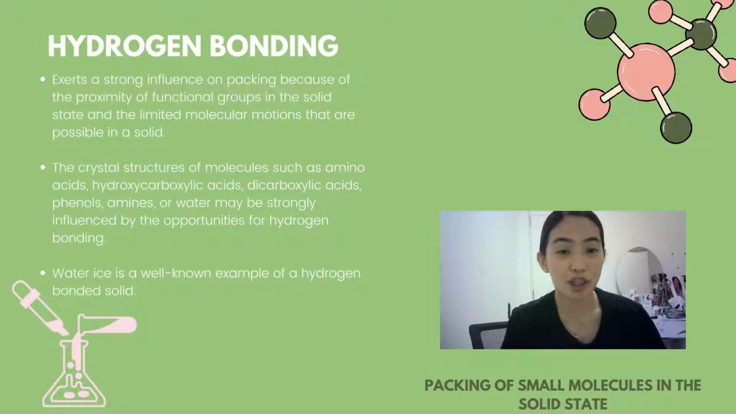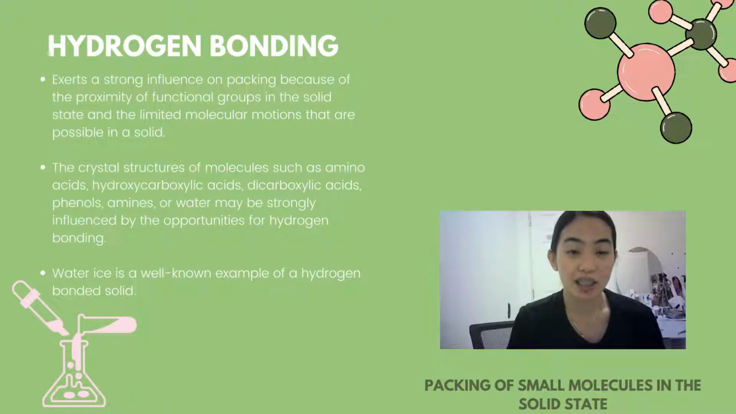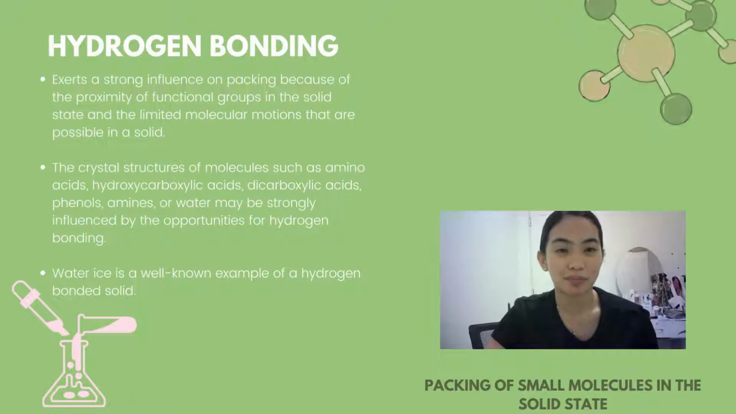Although hydrogen bonds are weaker than covalent or coordinate bonds, they still exert a strong influence on packing because of the proximity of the functional groups in the solid state and the limited molecular motions that are possible in a solid. So, crystal structures of molecules such as amino acids, hydroxycarboxylic acids, dicarboxylic acids, phenols, amines, or water are strongly influenced by the opportunities for hydrogen bonding. A well-known example of a hydrogen bonded solid is, of course, water ice.